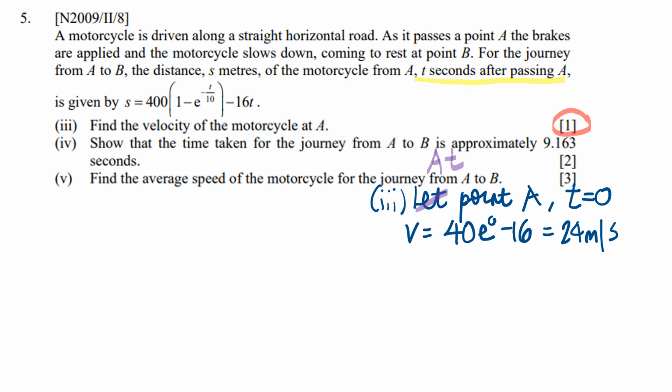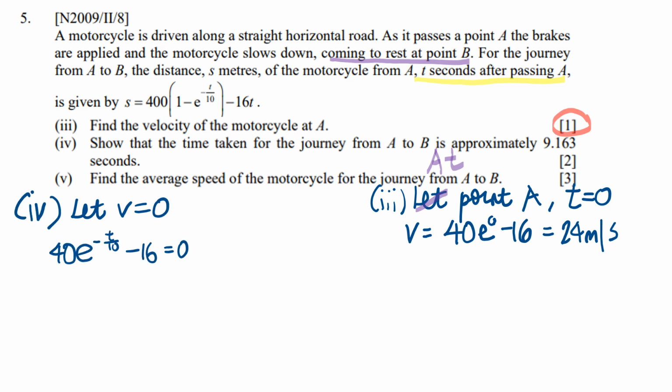For part 4, we're asked to find the time taken for the journey from A to B, to show that it's 9.163 seconds. Look at what is given here. It says that the motorcycle will pass through A, and after that come to rest at point B. So what's the concept here? When you say come to rest, what's the concept? Yes, it means v is equal to 0.